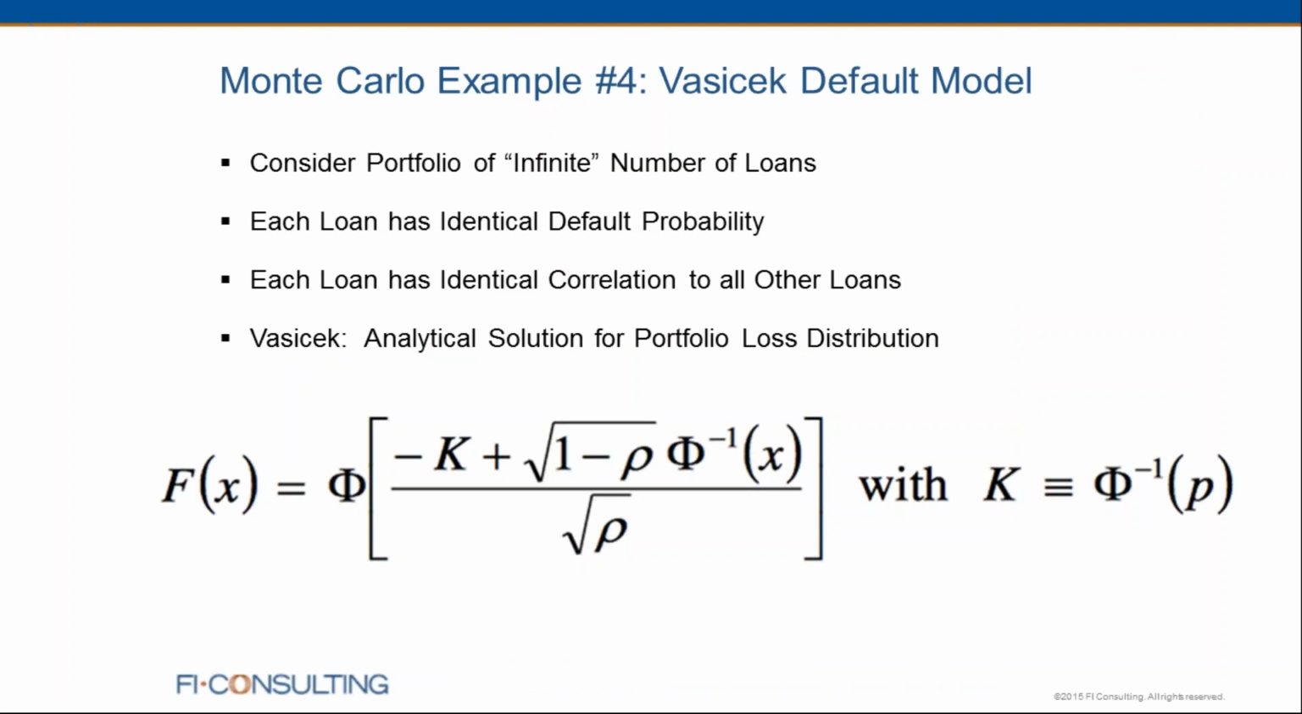So let's get to our last example here before we dig in and dive deeper, and that is the Vasicek default model. Now, if you're not familiar with this, we give a reference a little bit later that you can look for. And this itself is not Monte Carlo. The Vasicek default model is an analytical solution for a very simple problem, but it's simple in a way that includes something we care about.